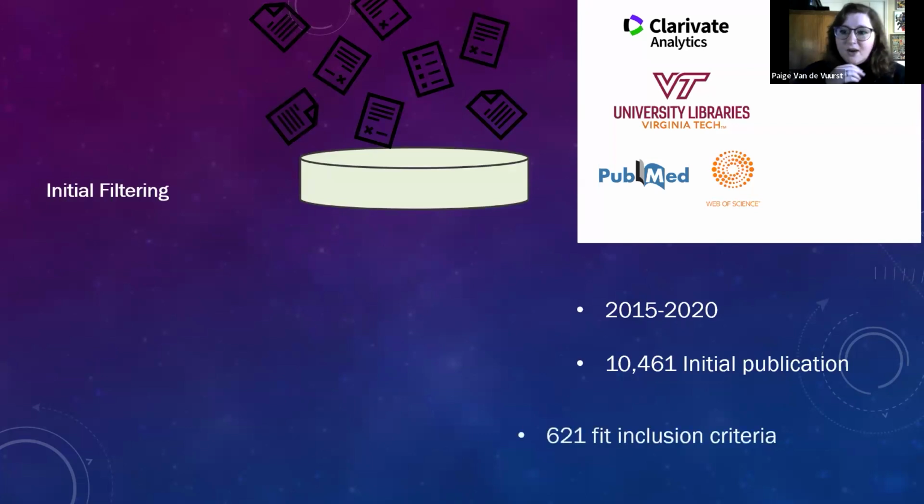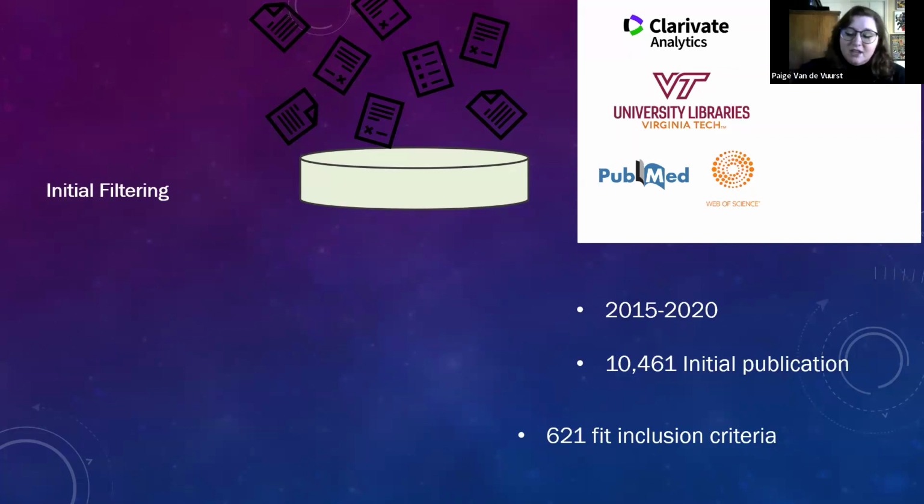After an initial filtering, we found that only 621 of this initial 10,000 pieces of literature was actually doing a quantitative assessment of climate change impacts to infectious diseases. So what this tells us is that there's a lot of literature out there that uses the keyword of climate change or infectious disease that does not necessarily assess that change across time.